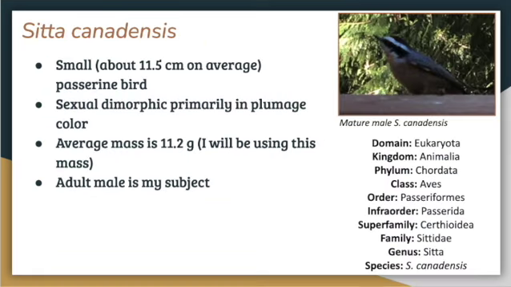I figured I'd begin this presentation by introducing my lab assistant, Sitta canadensis, the scientific name for the red-breasted nuthatch. They're small passerine birds, perching birds, about 11.5 centimeters from tail to beak tip. They're sexually dimorphic, which means that the male and female look different, but it's primarily just a plumage thing. Of course, inner biology is different as well, but the mass is about the same for both of them, which is 11.2 grams on average, and this is the mass I will be using. But I am going to be using an adult male subject, so I can be certain about the dimensions.